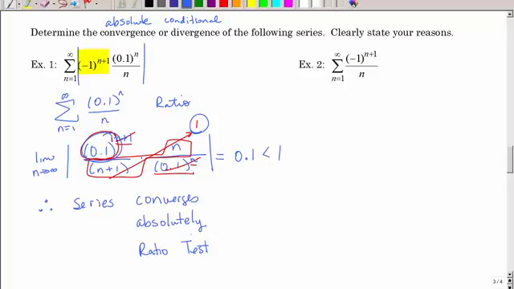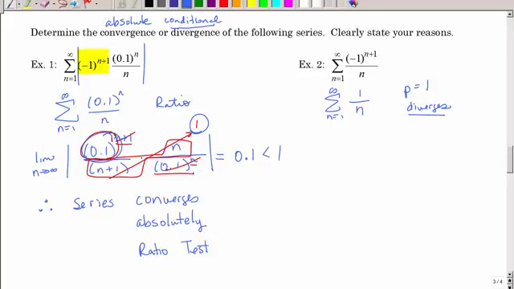Okay, look at number 2. If I take again the absolute value, what am I left with? I'm left with just 1 over n. Oh yay, I know that series. That's a P series. P is 1, and that diverges. But I'm not done. So I know it doesn't converge absolutely, but now it might converge conditionally, or the whole thing might diverge.